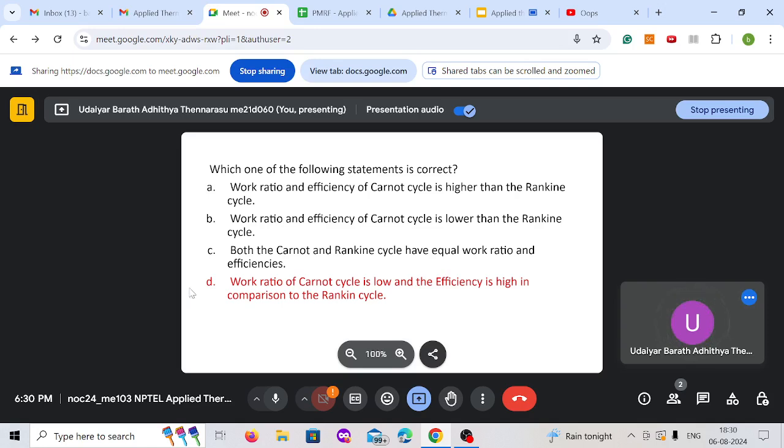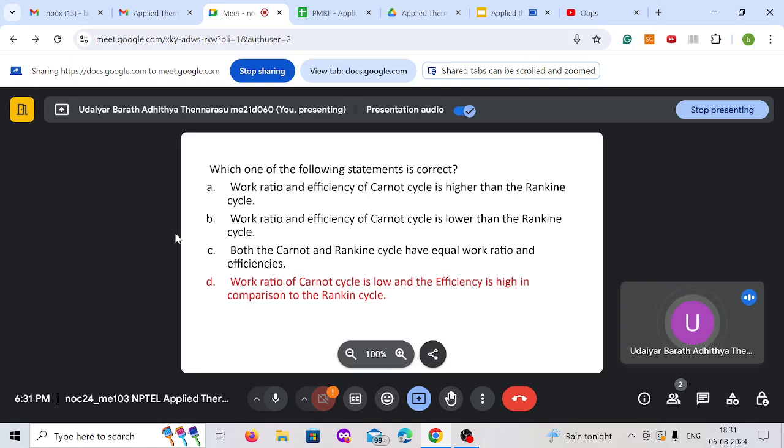So your work ratio, that is nothing but W net divided by your turbine work. So your turbine work itself is large in Carnot cycle, the capacity. And then compared to the net work, that will create a smaller work ratio compared to a Rankine cycle, or the other way around. If you see, pump work is very small, the compressor work will be very large. So for a given turbine, your net work generated will be small in a Carnot cycle compared to a Rankine cycle.